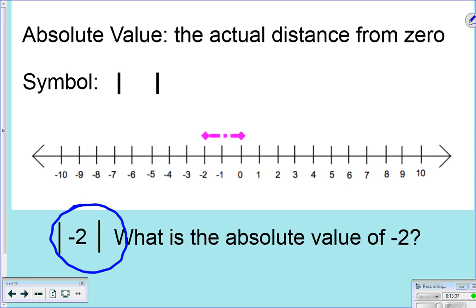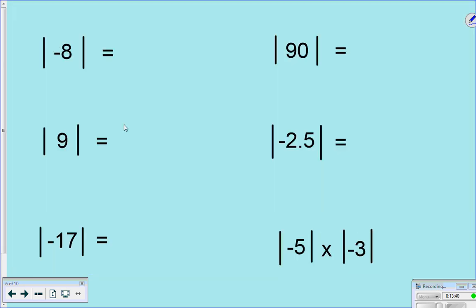Okay? So let's go to the next one here. So let's talk about this one. Absolute value of negative 8. 8, because that's 8 spaces from 0, right? What about the absolute value of 9?